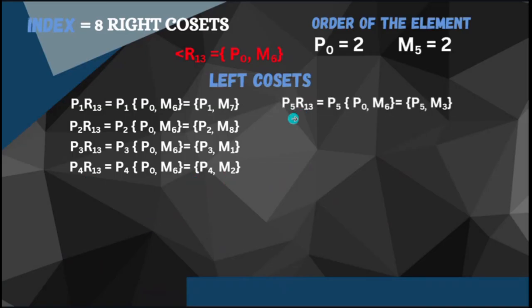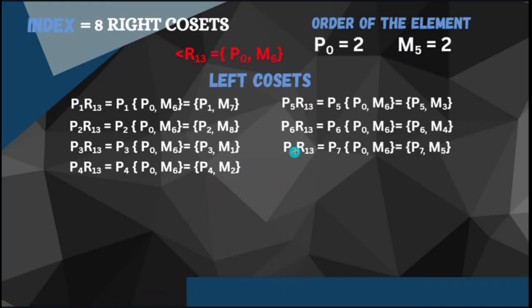For rho sub 5 multiplied by r sub 13, we have rho sub 5 and mu sub 13. For rho sub 6 multiplied by r sub 13, we have rho sub 6 and mu sub 4. Rho sub 7 multiplied by r sub 13, we have rho sub 7 and mu sub 5. For rho sub 0 multiplied by r sub 13, we have rho sub 0 and mu sub 6. The result of left cosets contains all the elements of our group. Therefore, this is our left cosets.